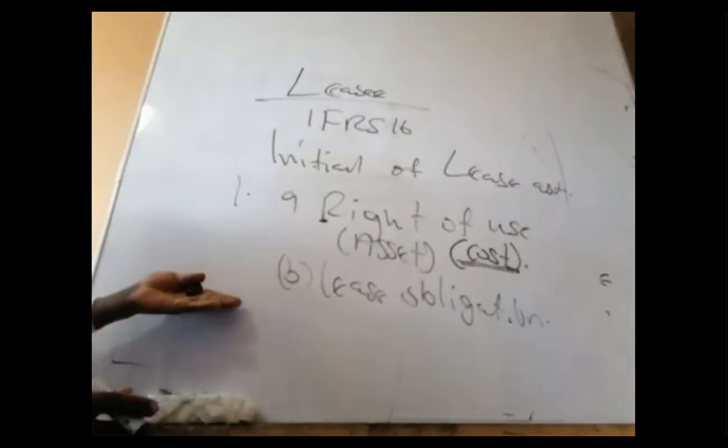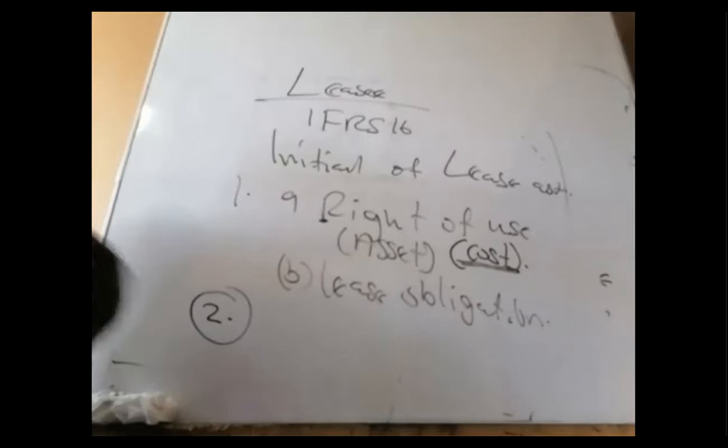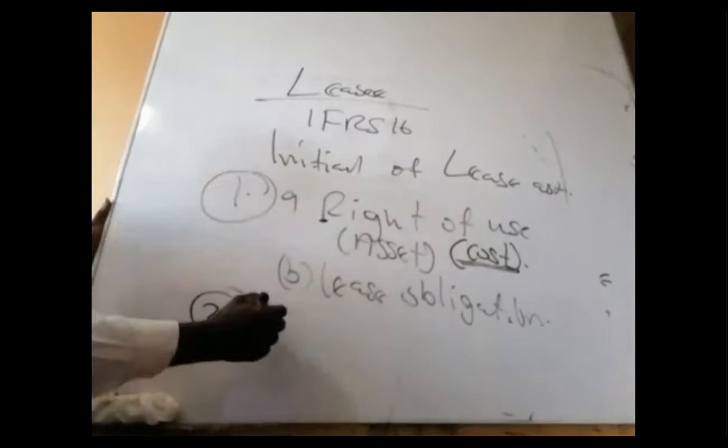Then when we are done, you look for the subsequent treatment. The subsequent treatment is very important. You have the initial treatment and then the subsequent, that is, at the reporting date. What are you going to do? That's the recording of the lease. So I'll do it step by step. Step one alone is the initial, then I'll go to step two, subsequent.